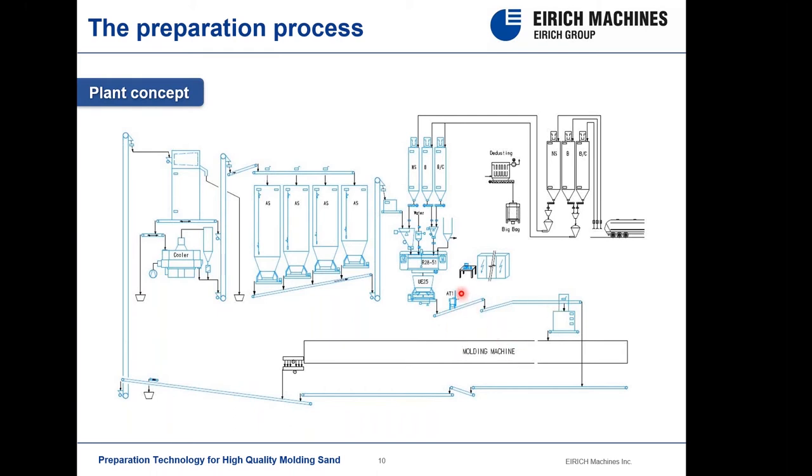After that, we will be talking a little bit more about that later, we have this little unit called the 81. The 81 will help us to do some testing, some measurements on the prepared sand that can work as a feedback loop with the mixer in order to control the moisture and bentonite content.